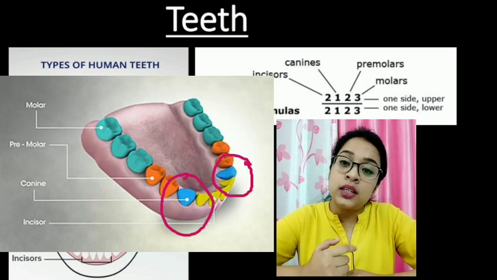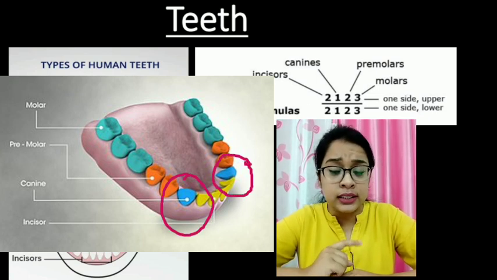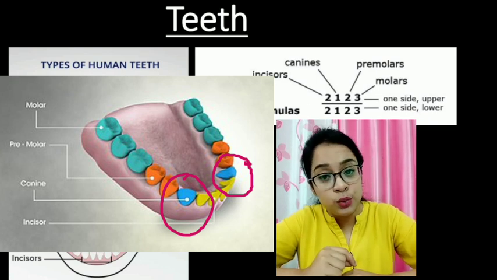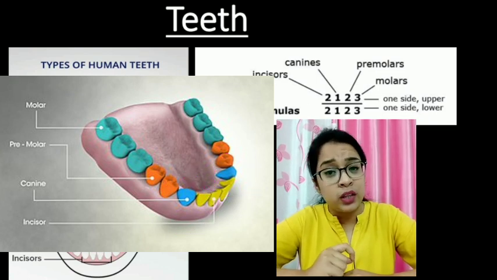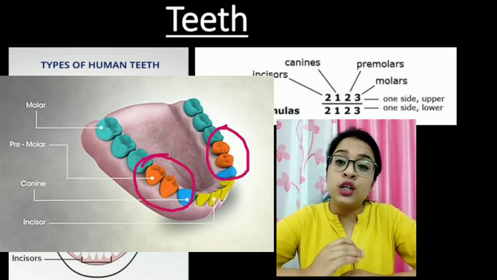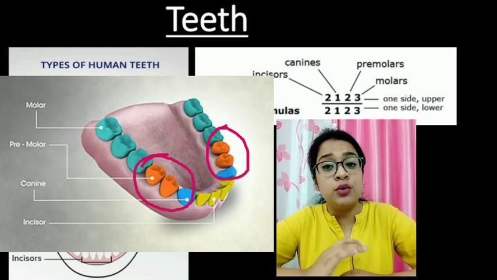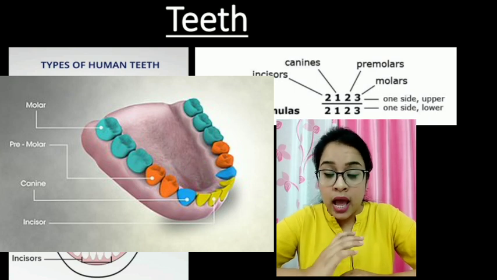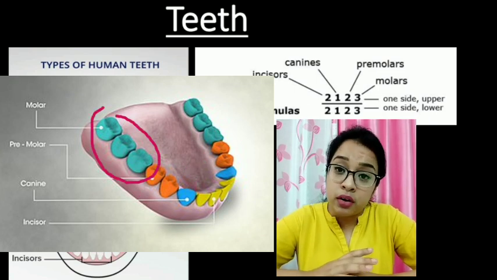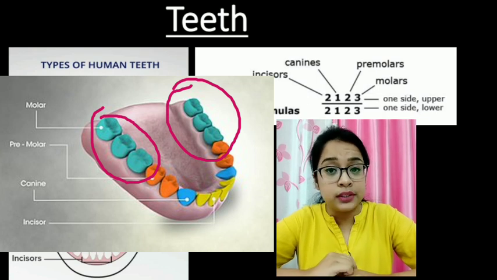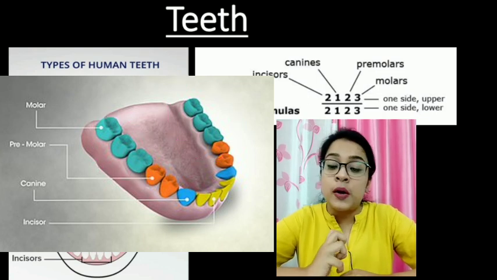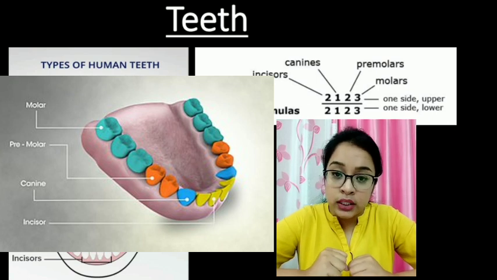Next to them is a pair of canines. The color is blue. You will see one on each side. They are pointed teeth and they are used for piercing and tearing the flesh. Next to them are two pairs of premolars. They are flat and they are used for grinding the food. After that, we have 3 pairs of molars. They are also used for grinding and chewing the food.